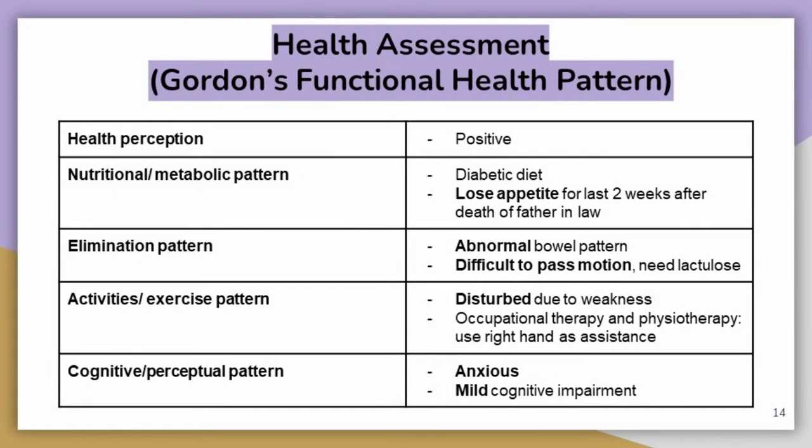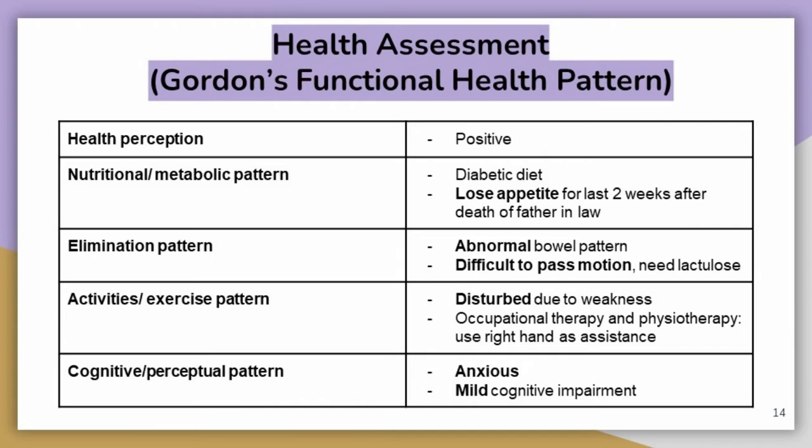For health assessment, Gordon's Functional Health Pattern is used to assess the patient's functional health pattern. Health perception. Patient claims that he felt better after getting treatment in the hospital, especially after physiotherapy and occupational therapy sessions. Nutritional or metabolic pattern. The patient was on a diabetic diet. Before this, he claimed he used to take his meal as usual with a moderate amount, but his son claimed that his father started losing appetite for the last 2 weeks.